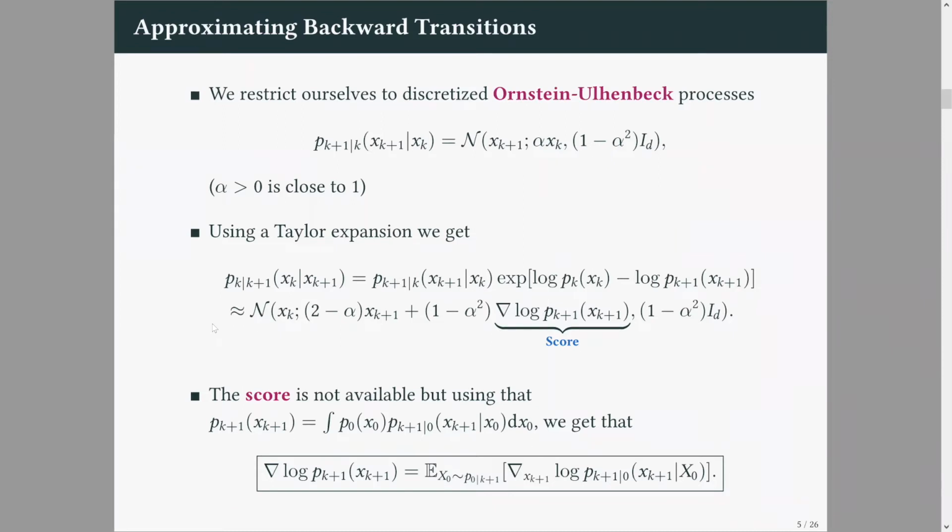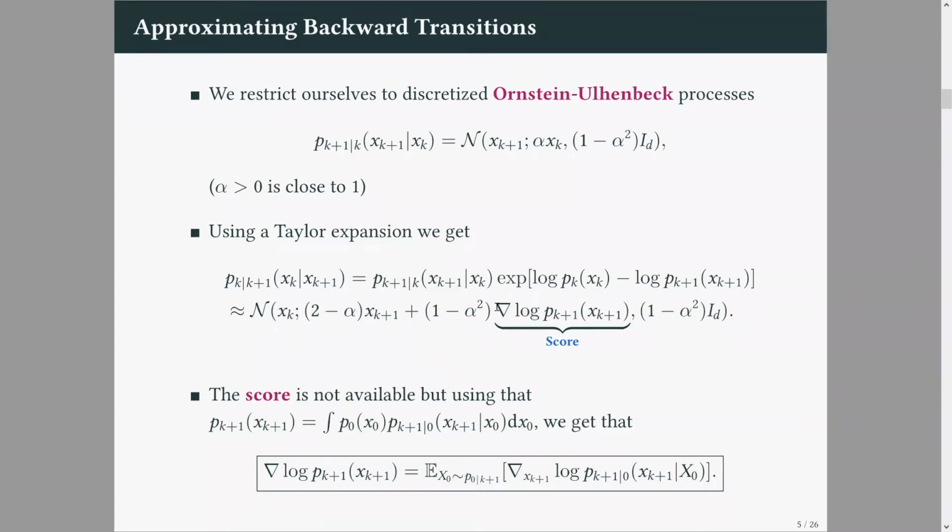So you can approximate the backward Markov transition kernel by a Gaussian density of argument xk, where the mean is a linear combination of the state xk plus 1 and the so-called score. This is not the Fisher score; this is the Stein score, the gradient of the log of the marginal distribution with respect to the spatial component x. There's no statistical parameter theta here. All the gradients that appear in my talk are gradients with respect to x.